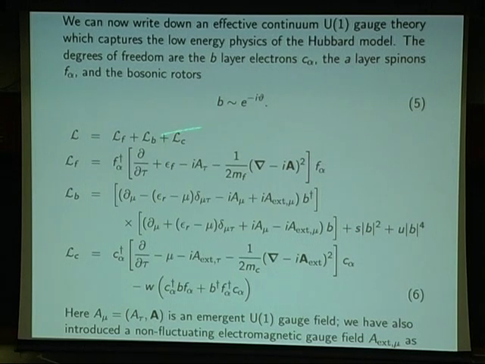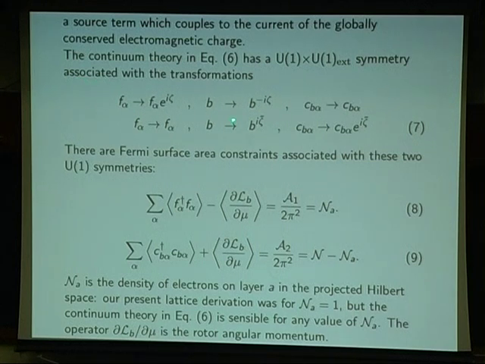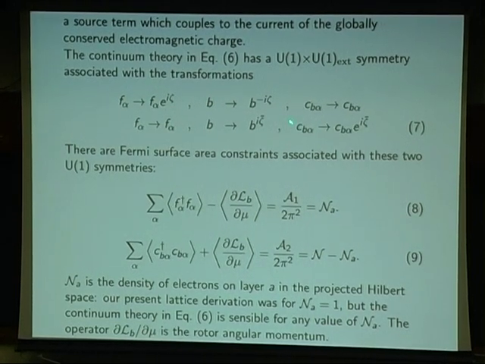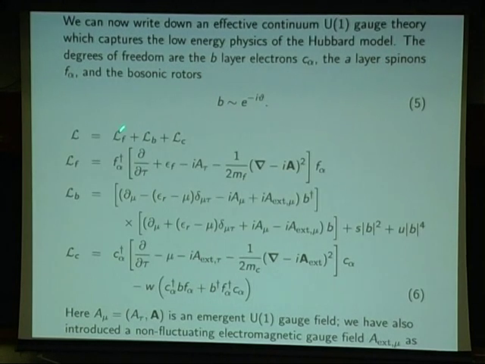And all the terms here are immediately apparent from this gauge transformation. So you have two U1s. There's the gauge U1 and the global U1. And notice that boson B transforms under both. And the spinons only transform under the internal gauge field. And the physical electrons on layer B only transform under the electromagnetic gauge field. Okay. So with this gauge invariance, you can see that these are the only allowed terms at low orders.